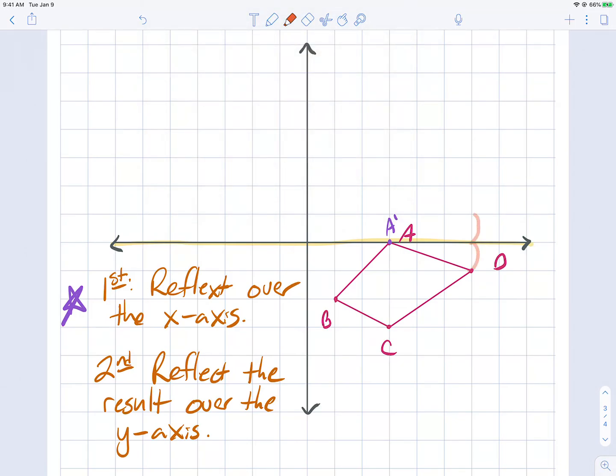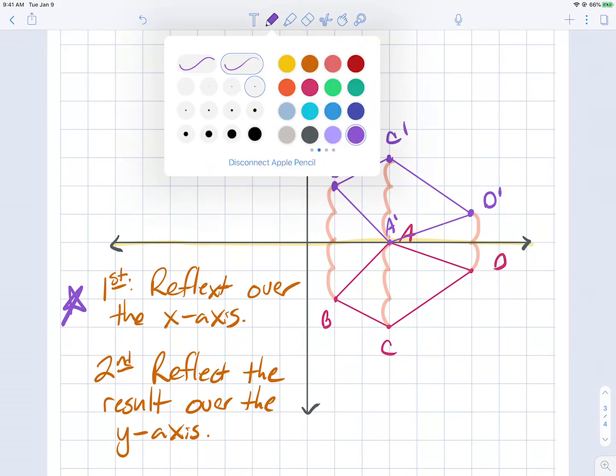D is 1 away, so D prime is also 1 away on the opposite side. B is 1, 2 away, B prime is 1, 2 away on the opposite side. And C prime is 1, 2, 3 away on the opposite side. Here is C prime. So if I connect my 4 points to make my quadrilateral, it reflected over my x-axis is that purple one right there.